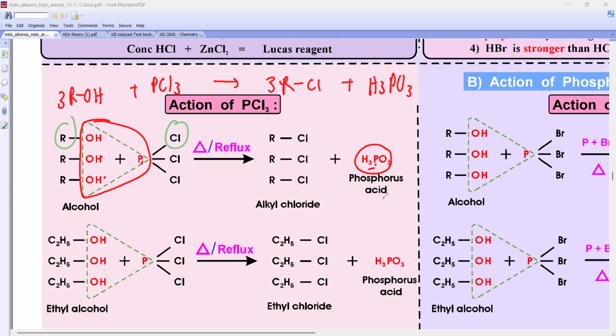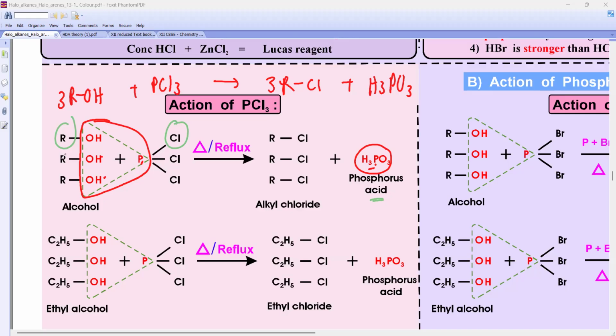This is known as phosphorus acid. Which acid is this? Now, PCl3 I can prepare and store in the lab. Phosphoric acid? No, phosphoric is H3PO4. This is phosphorus acid. Sulfurous, sulfuric, nitrous, nitric. The 'ous' means one oxygen is less. Okay?